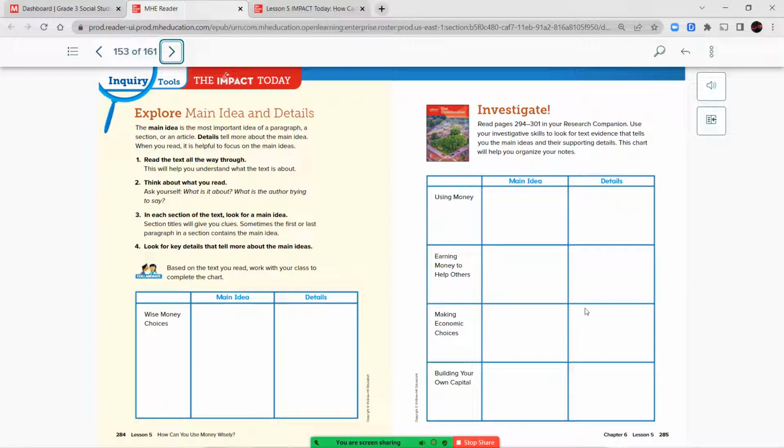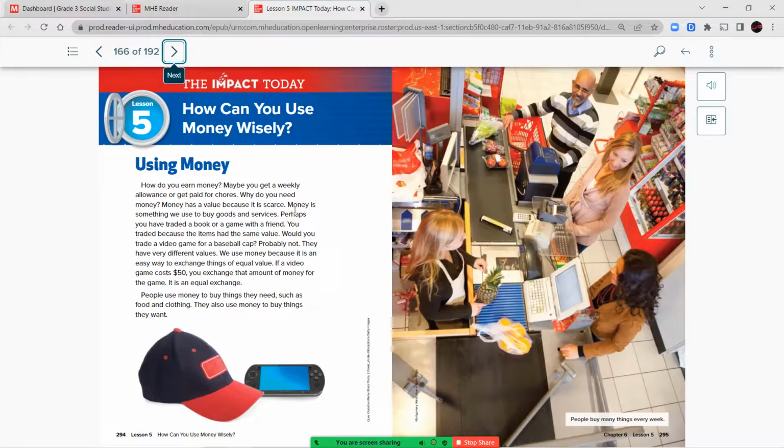Now we're going to be doing something similar for the following page. So we have using money, earning money to help others, making economic choices, and building your own capital. For each one of those sections, we're going to find the main idea and some key details. So we're going to look from pages 294 to 301 in our textbook. So let's go ahead and hop over there now.